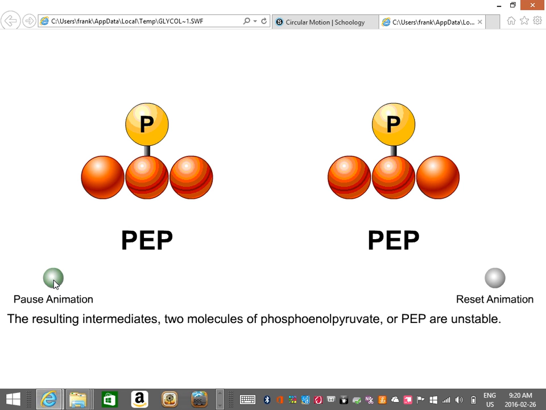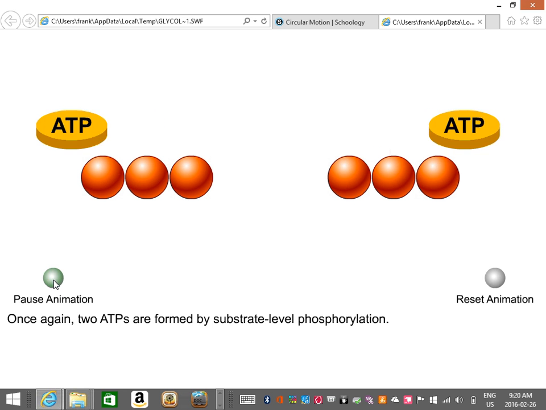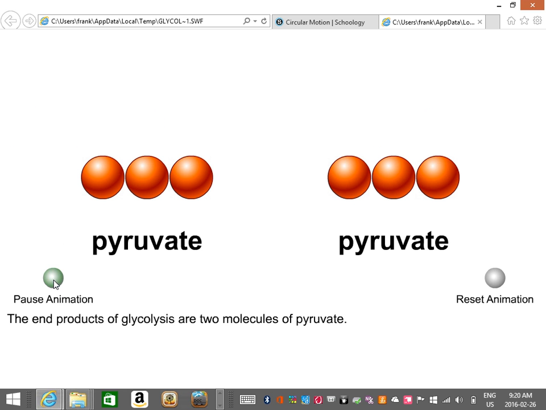The resulting intermediates, 2 molecules of phosphoenolpyruvate, or PEP, are unstable. Each gives up a phosphate to ADP. Once again, 2 ATPs are formed by substrate-level phosphorylation. The end products of glycolysis are 2 molecules of pyruvate. Okay, so you can see it's not one step. It's many steps. Quite complicated.